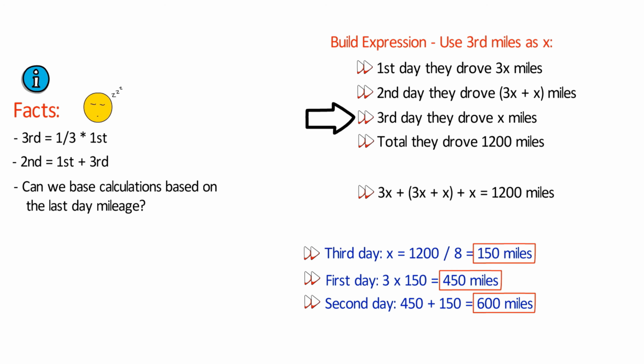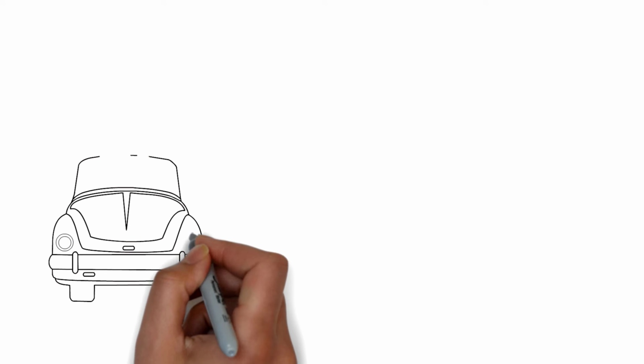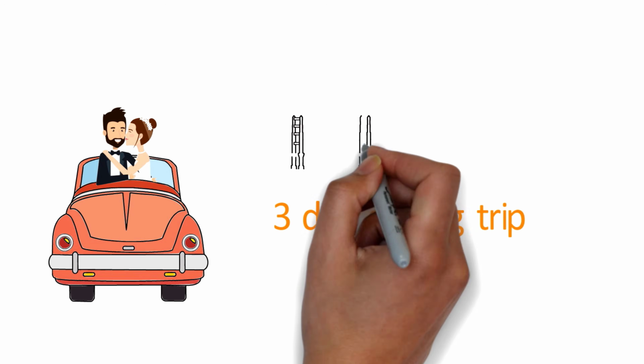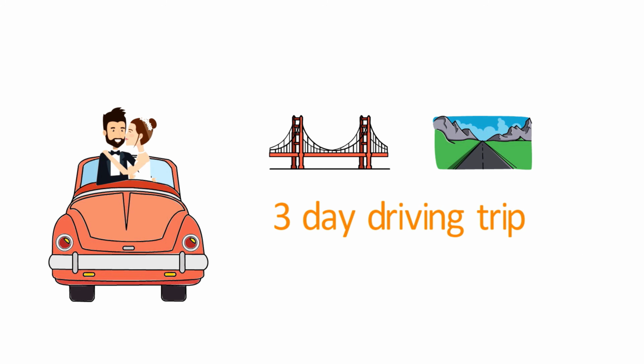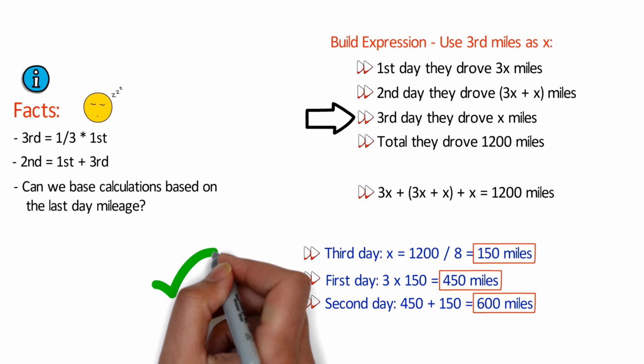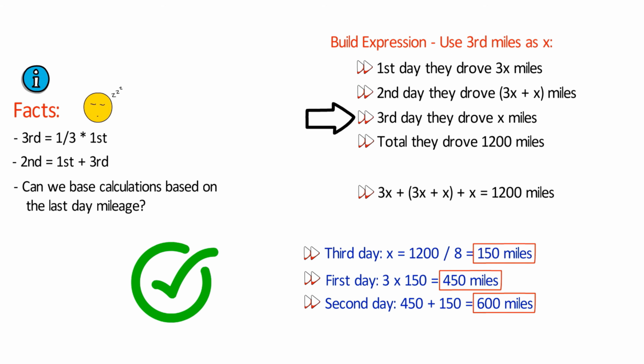The cool thing is that you didn't just get ready for the test, but in case you have a honeymoon coming up and are interested in a 3-day driving trip and have a couple of good locations in mind, you know how you would calculate the miles for your planned trip.